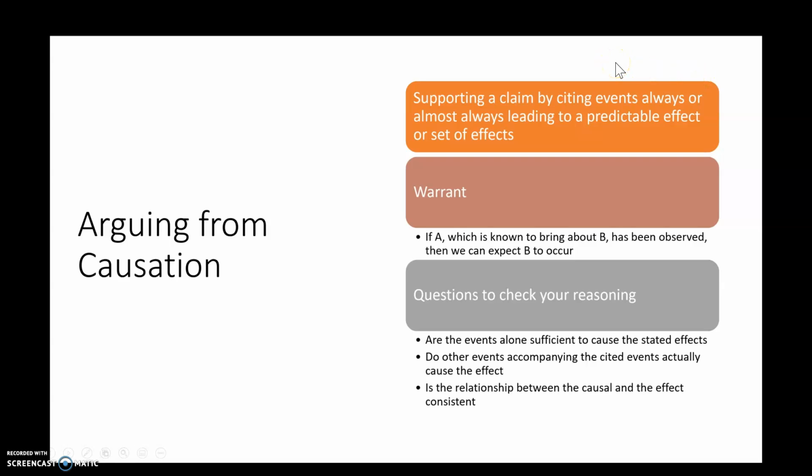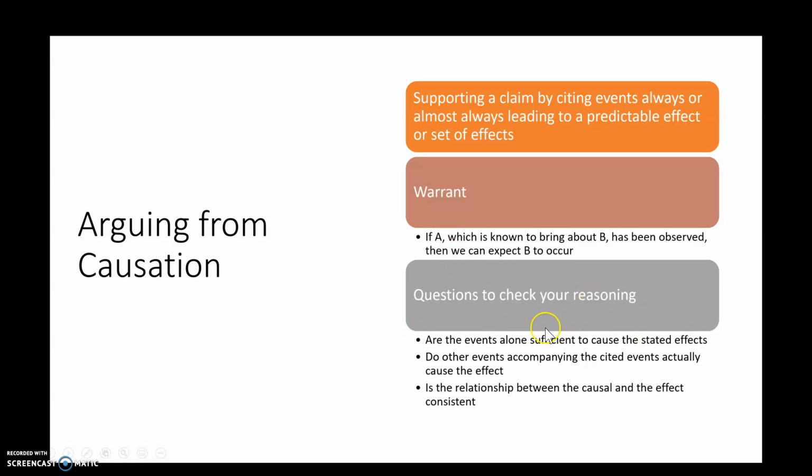So the example from the book is, in researching Juanita's election campaign, you might discover that she has campaigned intelligently and has won the endorsement of key community leaders. In the past, these two events have been associated with victory, thus Juanita is electable. Questions to check your reasoning.